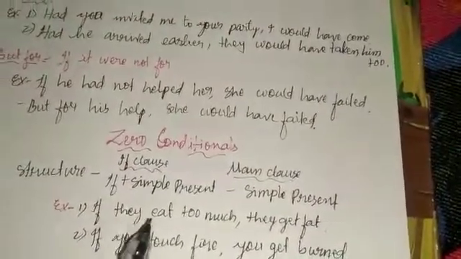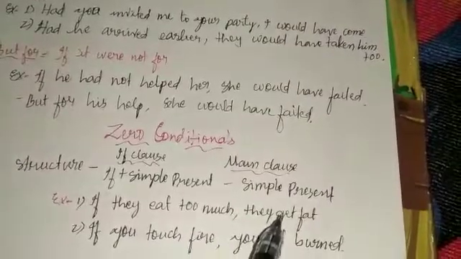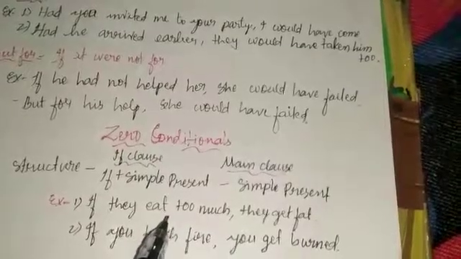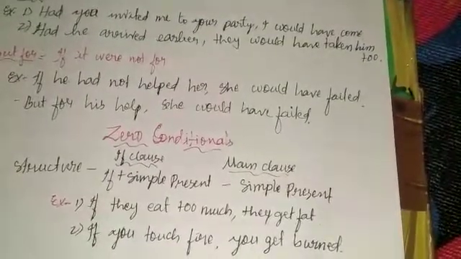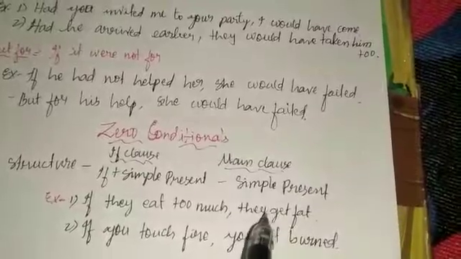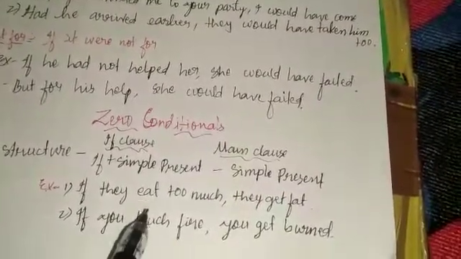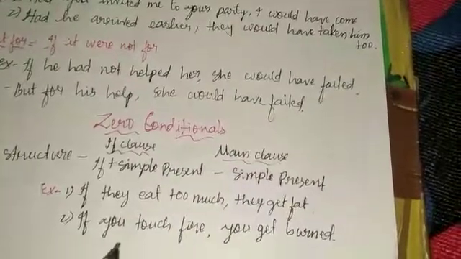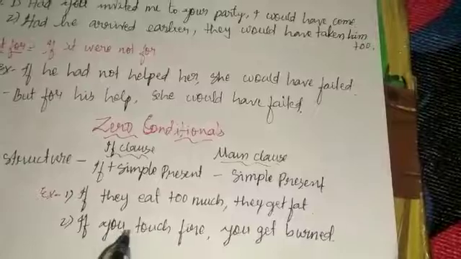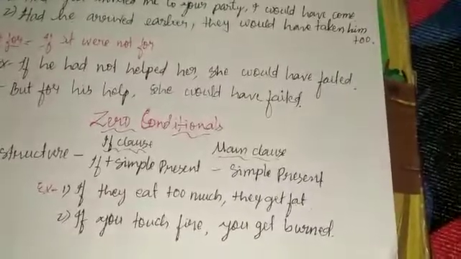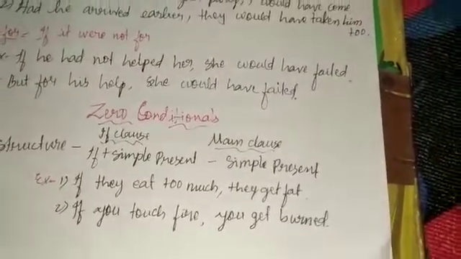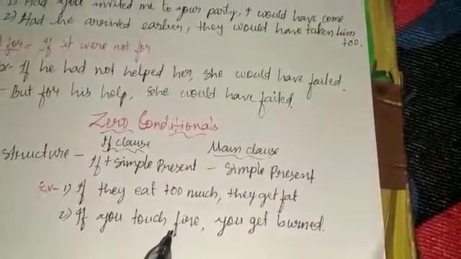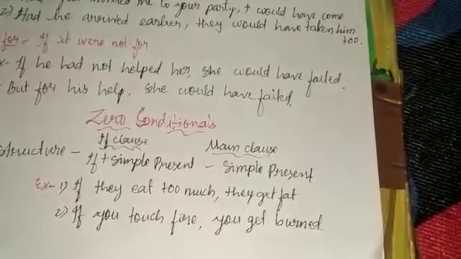Example, if they eat too much, they get fat. See, this expresses a fact, a truth, that if they eat too much, they get fat. So getting fat is a truth. So therefore, the main clause remains in simple present. Second example, if you touch fire, you get burnt. This is a truth, this is a universal truth or fact. Therefore, both the clauses remain in simple present itself.